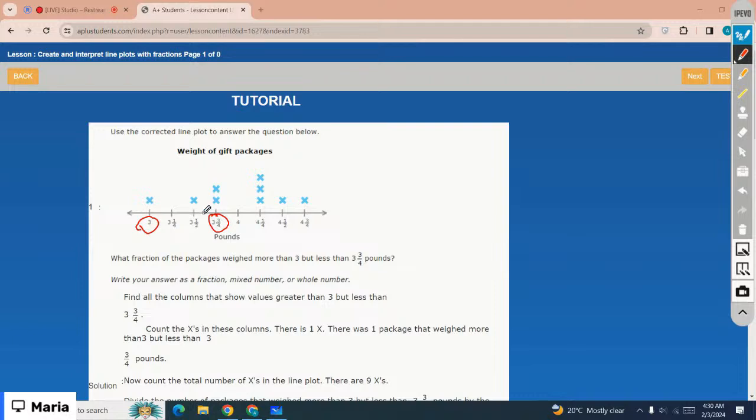That means more than 3 is included, but 3 itself is not, and less than 3 whole 3 by 4 is included, but 3 whole 3 by 4 is not included. That means only these two values are included, right? So you have only one value. That means the correct option is 1.